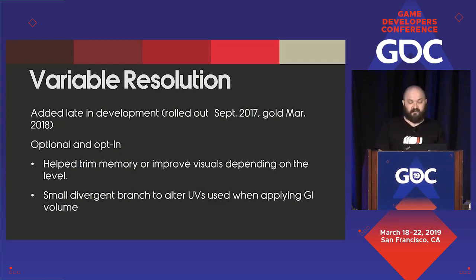So variable resolution was added in September of 2017. We shipped, or we were gold, in March of 2018. That's not a ton of time. Since there was no automatic way to convert the uniform GI volumes to variable res, they became optional and opt-in, which means we had to actually pay for a branch on them.